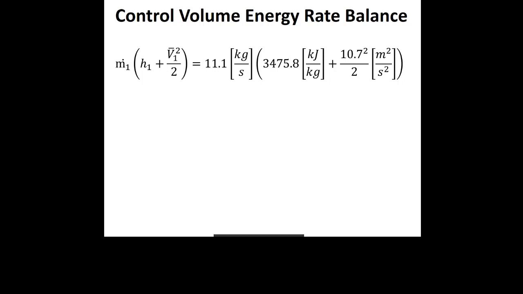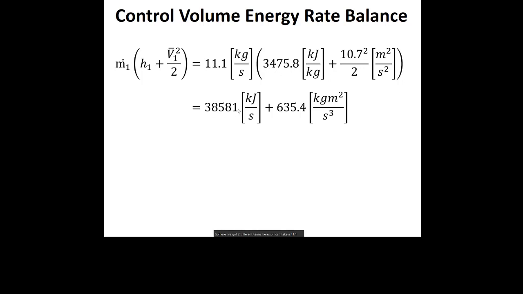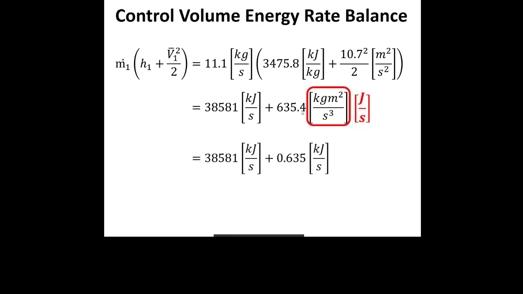Because that's kind of the question that we're asking. One of the questions we're asking is, what's the power? But the other one is, does the kinetic energy matter? So here, I've got two different terms. I can take 11.1 times this, 3475, and I get this. And then I can take 11.1 multiplied by this, and it's 635, but I didn't fix the units yet. This is still in joules per second, and this is in kilojoules per second. So actually this 635 isn't even 635. I've got to divide by 1,000. So this is like 38,500, and this is 0.6.